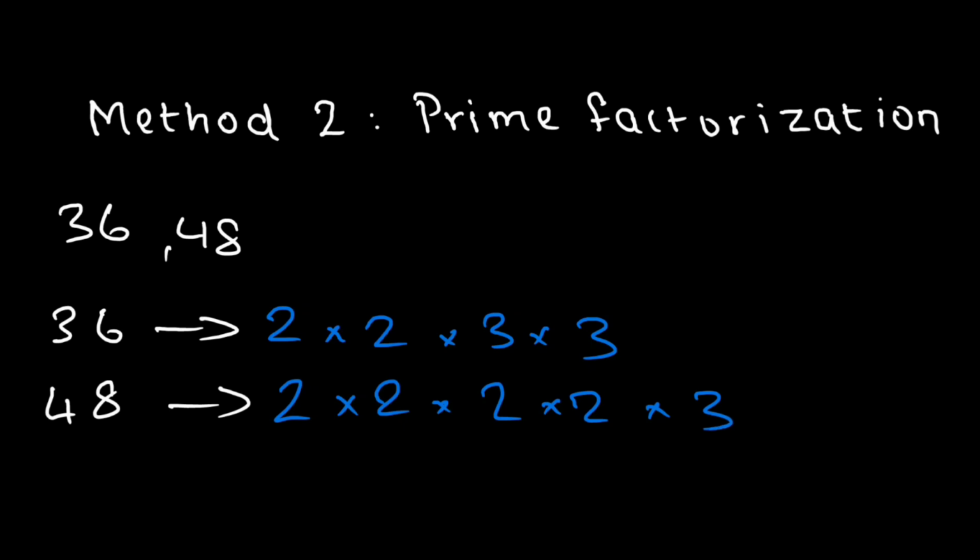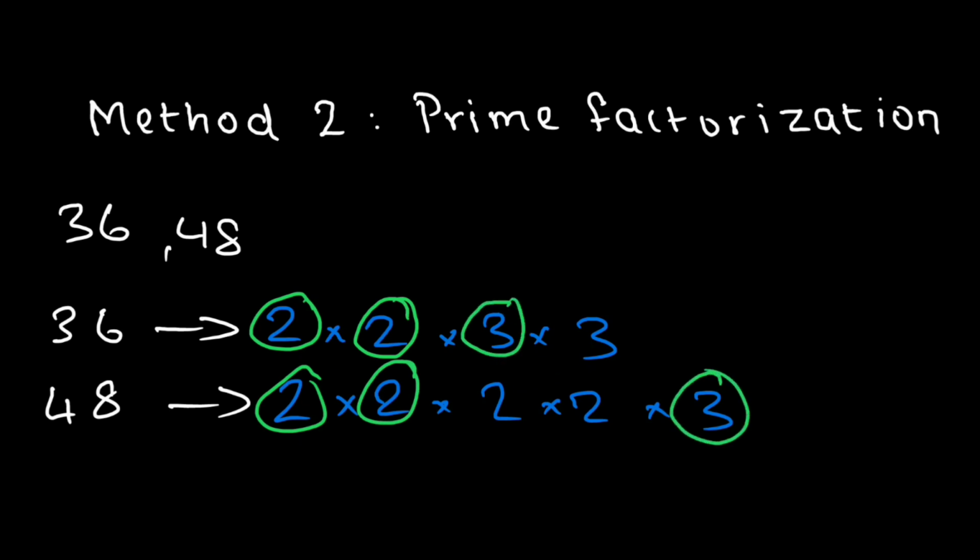Looking at these, what prime factors do they have in common? We have 2, 2 once again, and 3. They both have two 2s and one 3. Multiplying these common factors gives us 2 into 2 into 3, which is 12. So the HCF of 36 and 48 is 12.